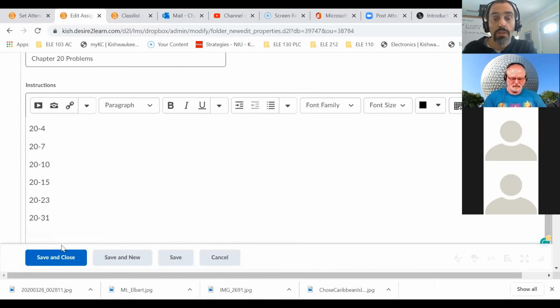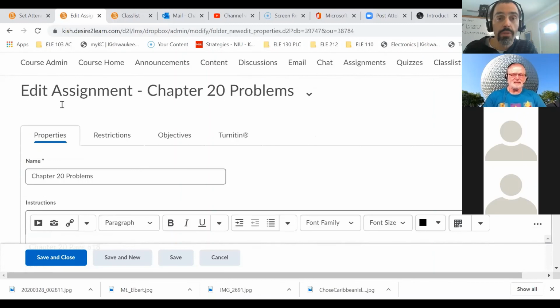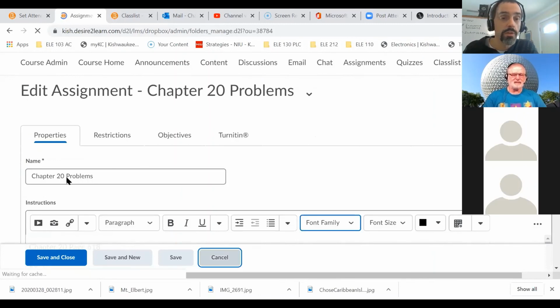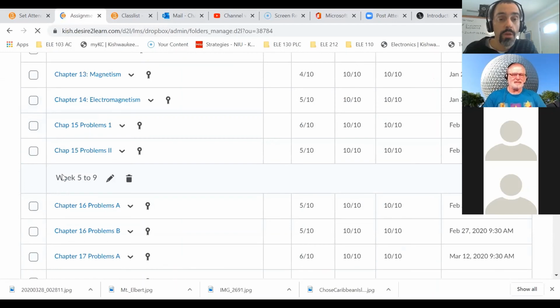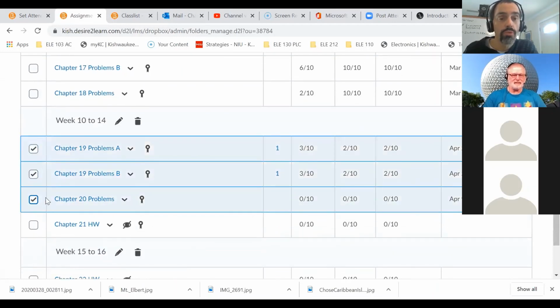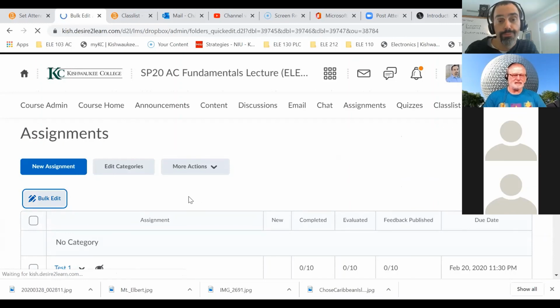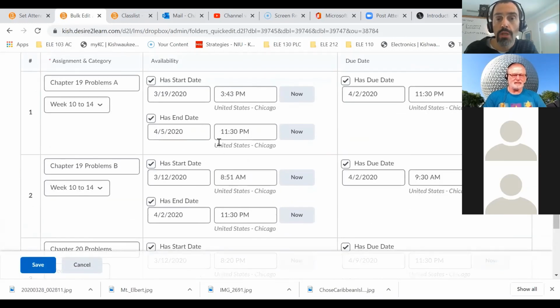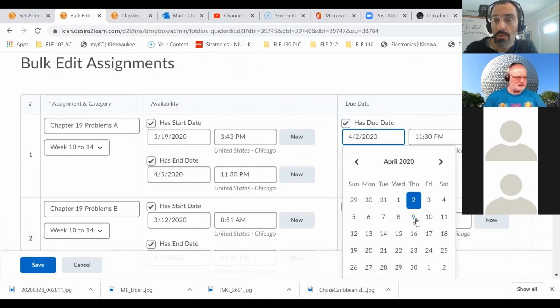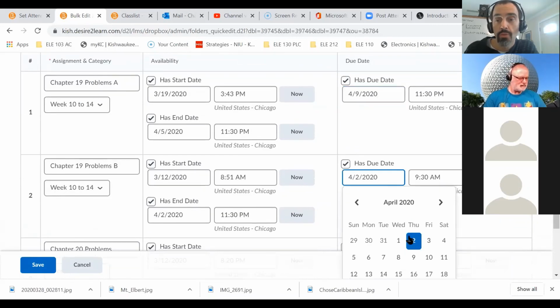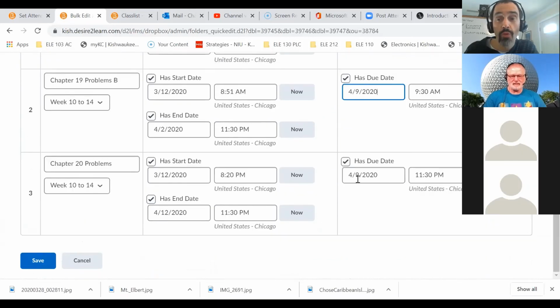Okay. So let's go back and take care of the due dates for all this stuff. I'm going to remove the due dates for these. Okay, so the due date is going to be 4/9. And then the last one is not 4/9. This one's going to be 4/16. That way you could get chapter 21 and 20 done at the same time. Does that make sense? Yes.